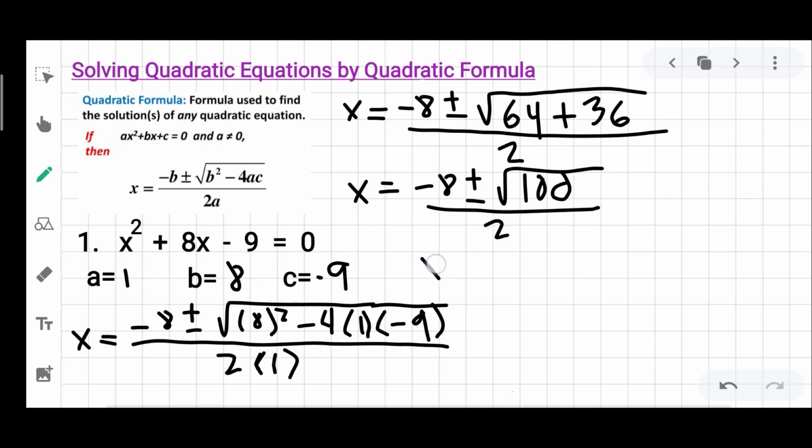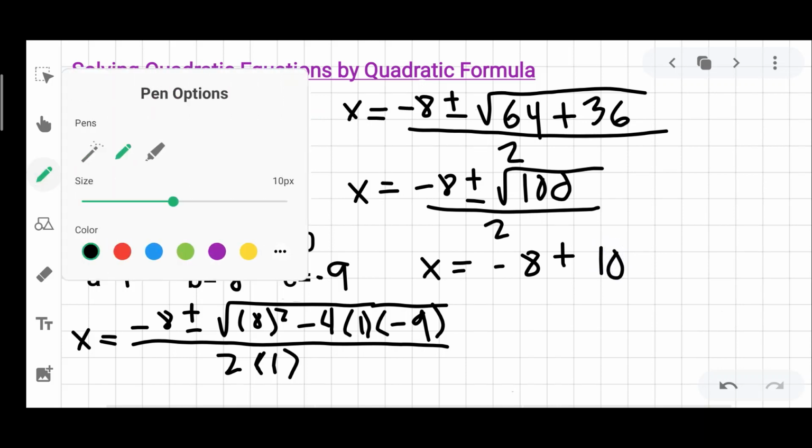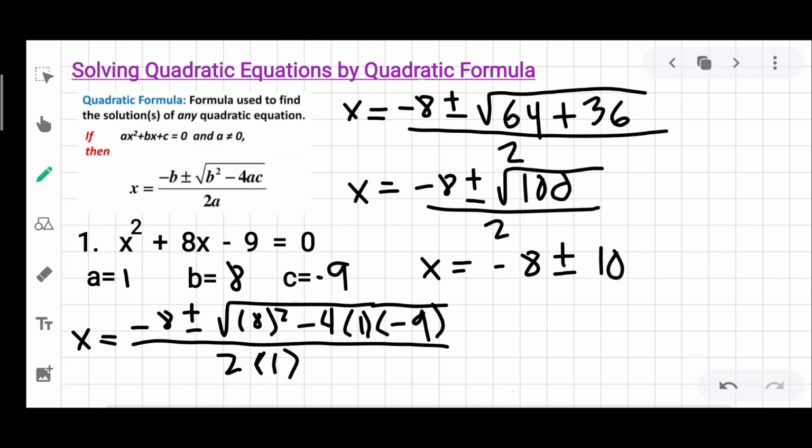Then, bring down x equals negative 8 plus or minus, what is the square root of 100? Yes, that is 10, kasi 10 times 10 is 100. So, the square root of 100 is 10. Then, all over 2. So, ngayon, kapag ganito na yung format niya, malinis na siya, pwede na nating makuha yung mga solutions, dalawang solution.